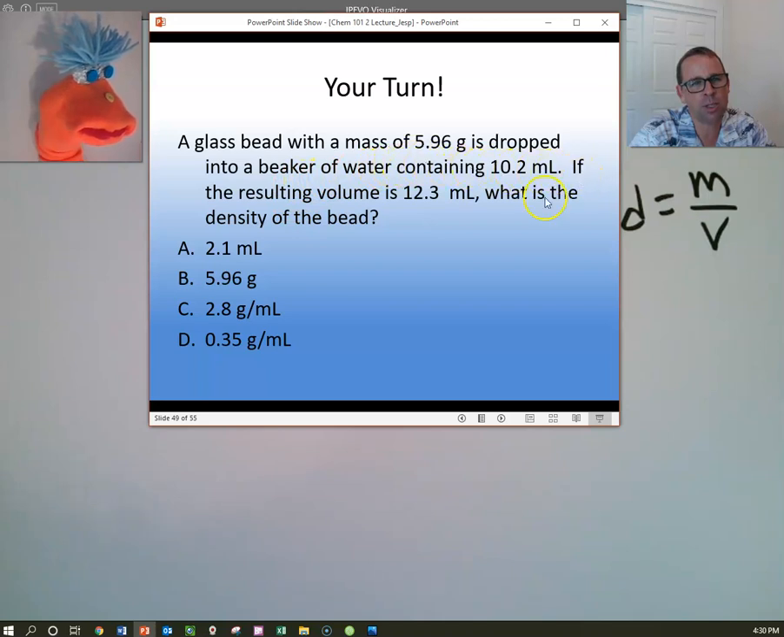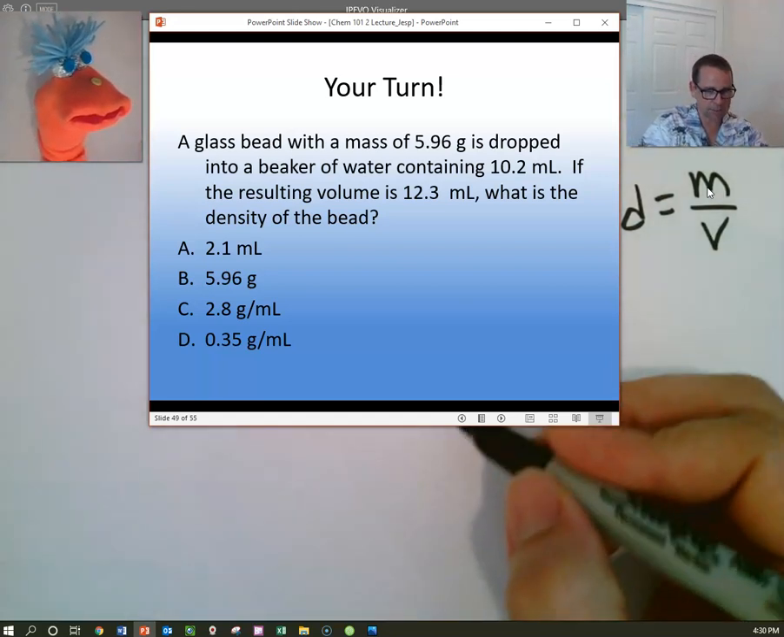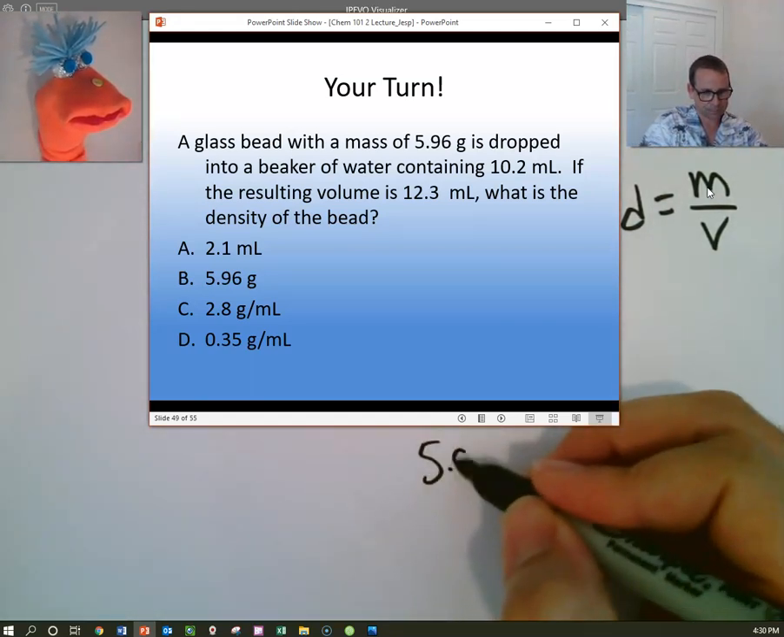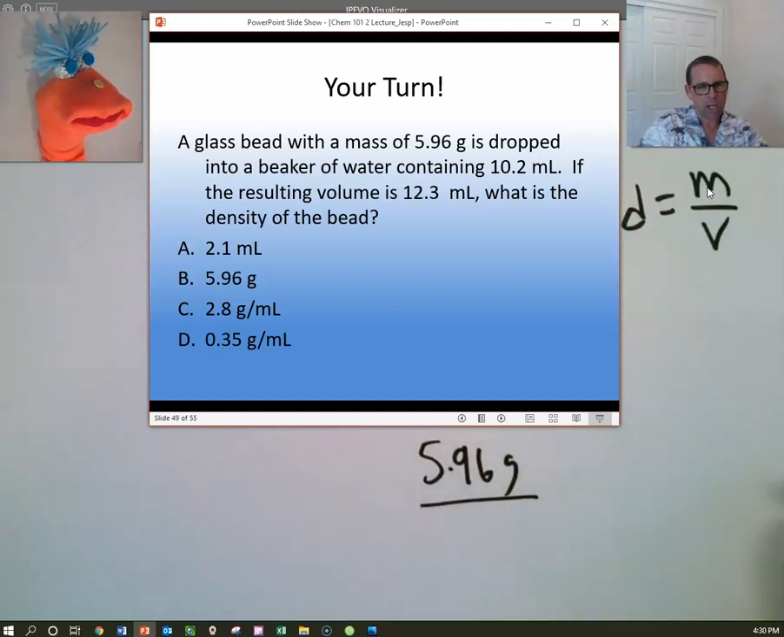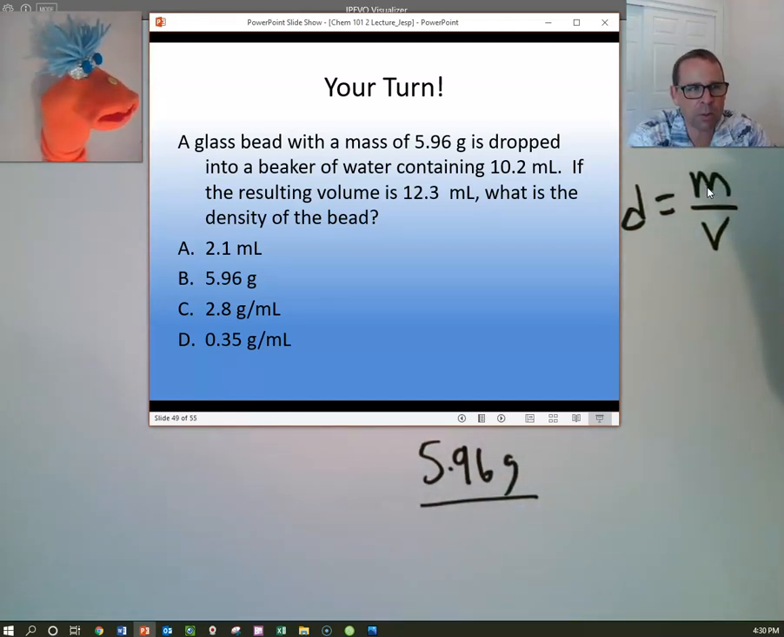So, a glass bead with a mass of 5.96 grams is dropped into a beaker of water containing 10.2 milliliters. If the resulting volume is 12.3 milliliters, what is the density of the bead? So I need to get the mass of the bead and the volume of the bead. Do I have the mass of the bead? Yeah, it tells you 5.96 is the mass of the bead. Okay, so I got 5.96. That's grams. How do I get the volume of the bead?